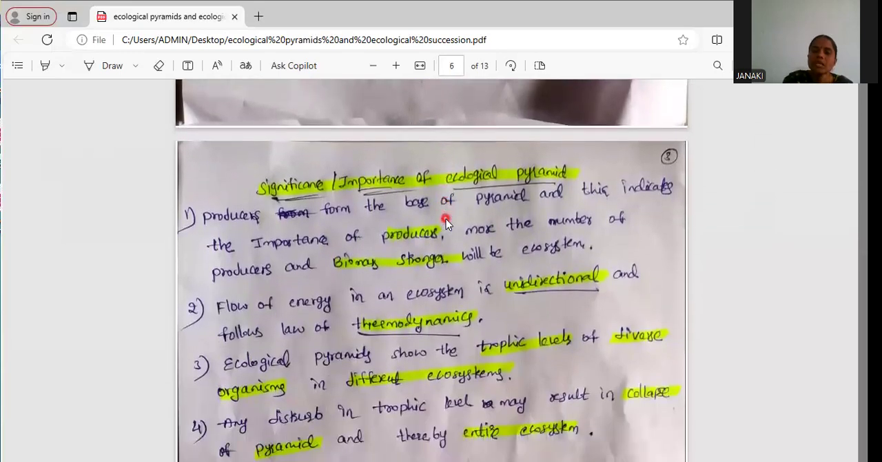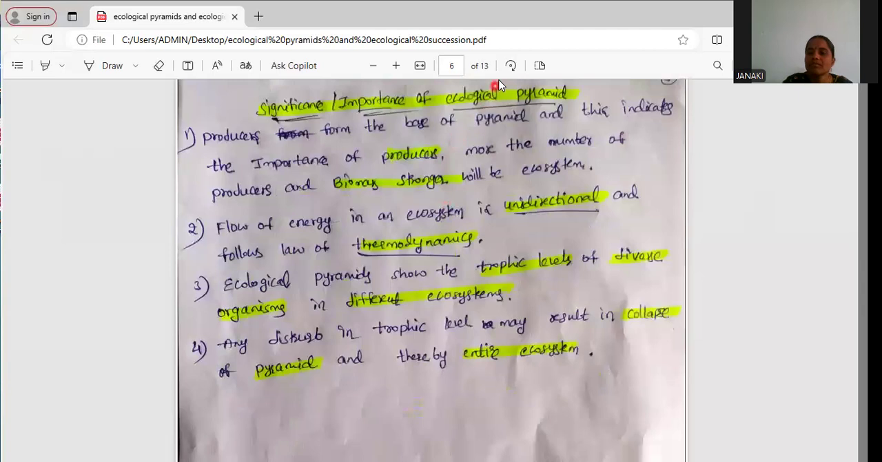Next, the significance and importance of the ecological pyramids. Producers form the base of the pyramid, and this indicates the importance of producers. The greater the number of producers and biomass, the stronger the ecosystem will be. The flow of energy in an ecosystem is unidirectional and follows the law of thermodynamics.